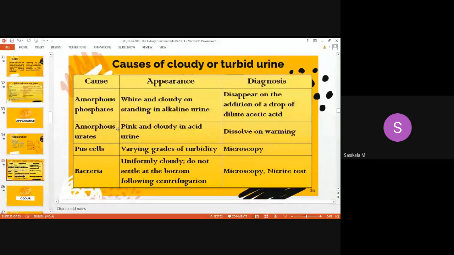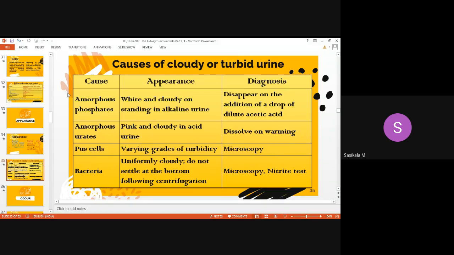Then pus cells cause varying grades of turbidity, which can be observed with microscopic analysis. Then bacteria, if present, give uniform cloudiness to the urine. They do not settle at the bottom following centrifugation, even when the centrifugation process is done, and it is monitored by microscopy and nitrite test.